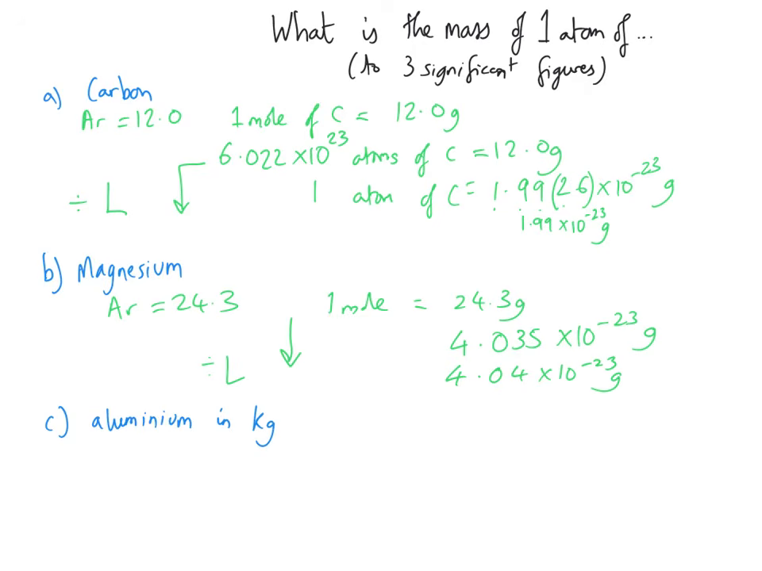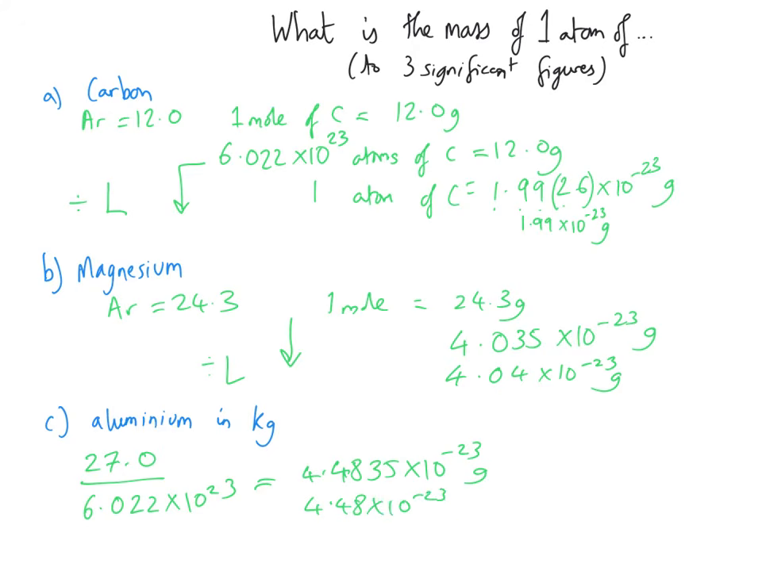And so for aluminium, we've got 27.0 is the relative atomic mass. We divide it by Avogadro's number, 6.022 times 10 to the 23, and we get a value of 4.4835 times 10 to the minus 23 grams, which to 3 significant figures just becomes 4.48 times 10 to the minus 23. But this time the question was a little bit cheeky because they asked us for the mass in kilograms, so we then just need to divide by 1,000 to get 4.48 times 10 to the minus 26 kg.